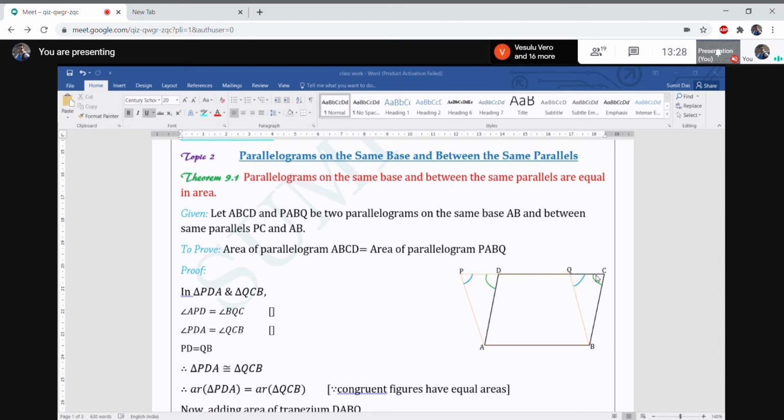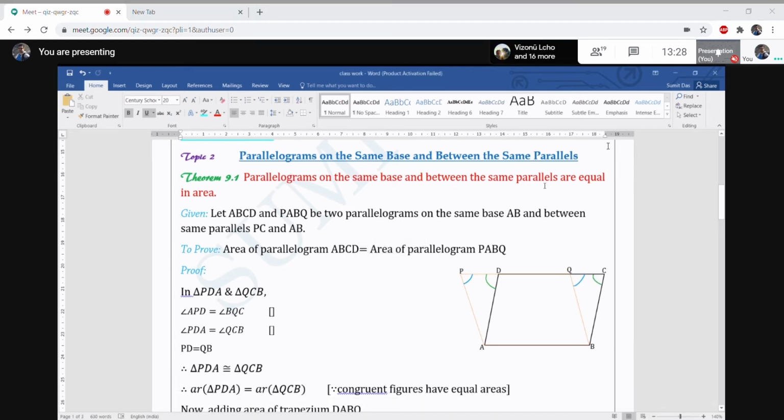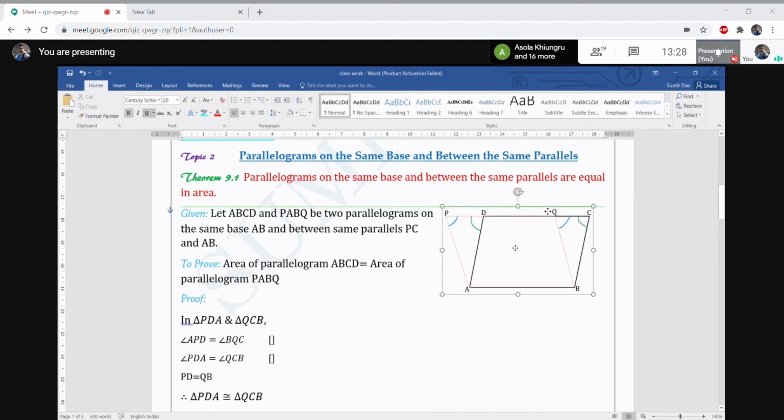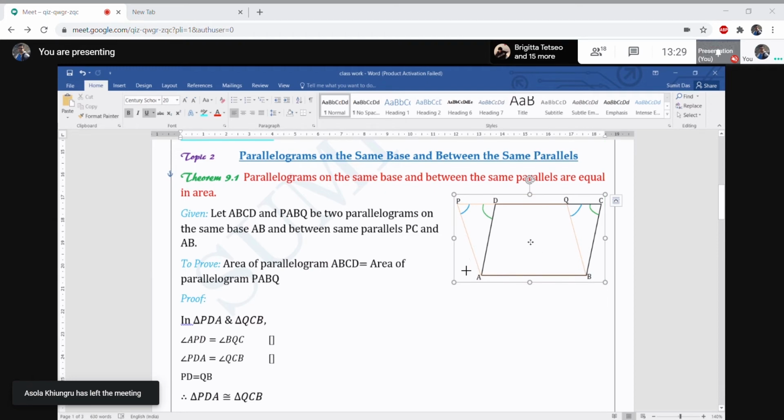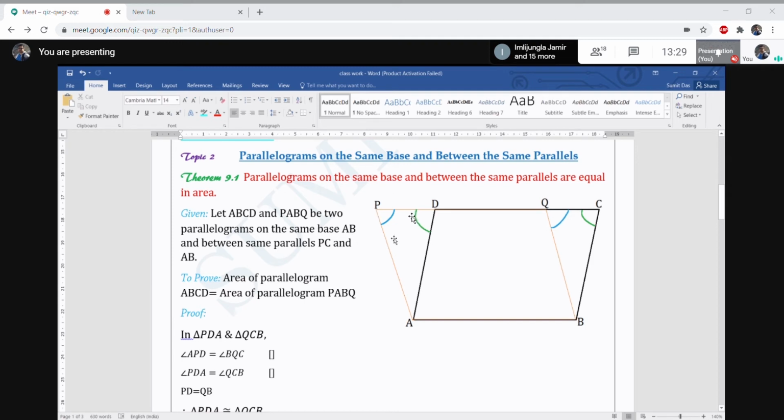Theorem 9.1 is saying that parallelograms on the same base and between the same parallel lines are equal in area. You can see I drew one diagram here also. I just want to show you a little bit broader. I just wanted to draw two parallelograms.